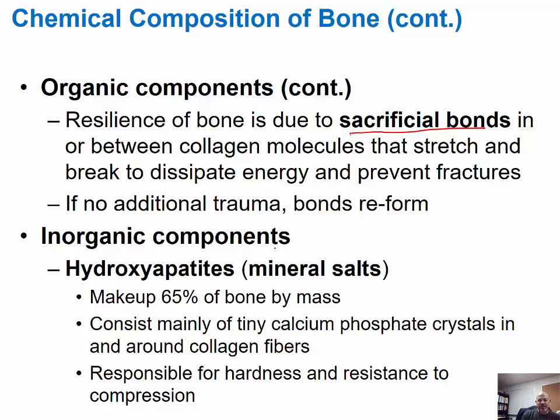And then the inorganic components include the hydroxyapatites, which are the mineral salts. One of the major ones is going to be calcium phosphates, and they make up 65% of the bone mass. They consist only of tiny calcium phosphate crystals in and around the collagen fibers. These inorganic components, these mineral salts, are going to be responsible for giving the bone hardness and resistance to compression. So that's the role that the inorganic salts play.